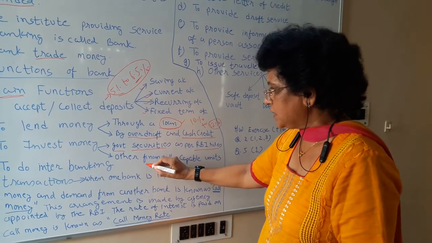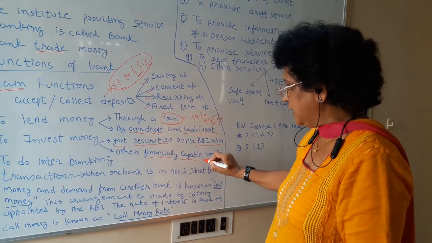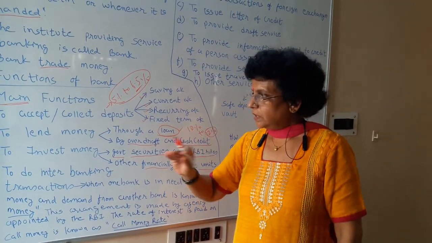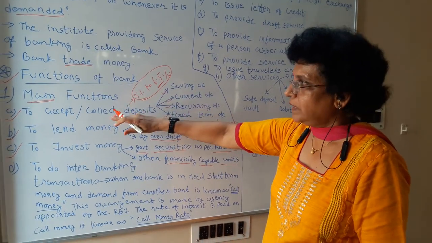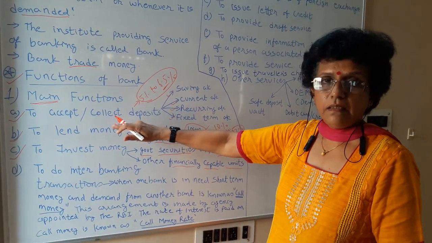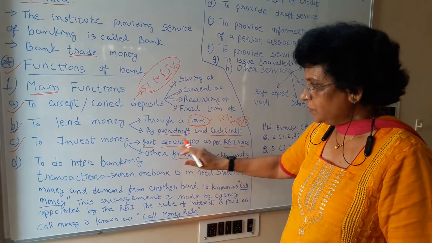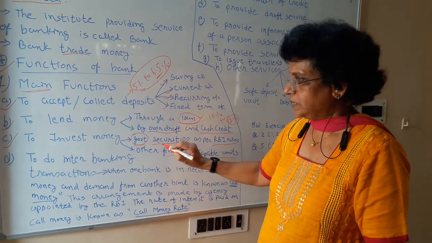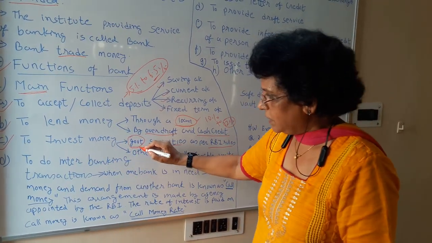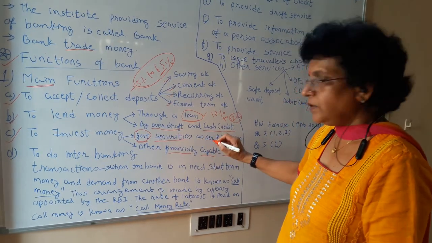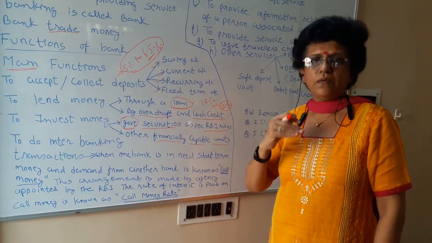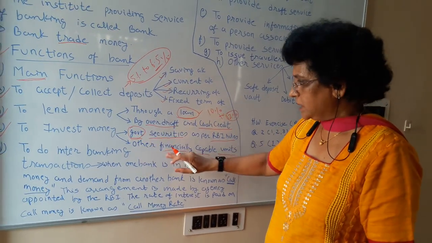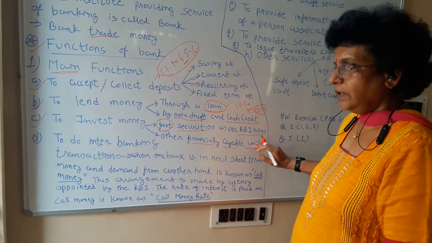Or they may invest such extra money in a financially capable unit. Those business units which are sound, because ultimately this money belongs to the depositors. You have to return it one day or another. So you can't afford to lose the money. So you need to have a secure place of investment. So investment is done in government as a secure place. Here, no doubt the rate of interest the bank will be earning is a little low, but still the bank prefers only government securities or a financially capable unit.